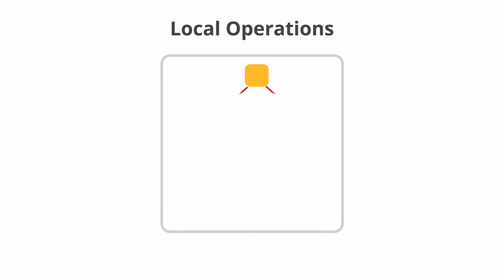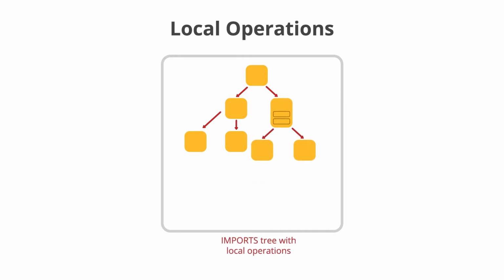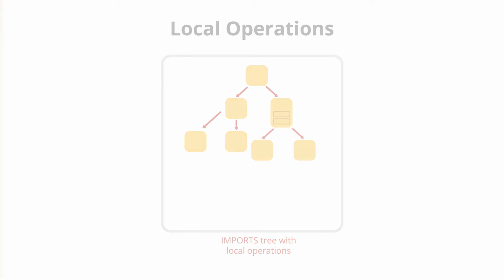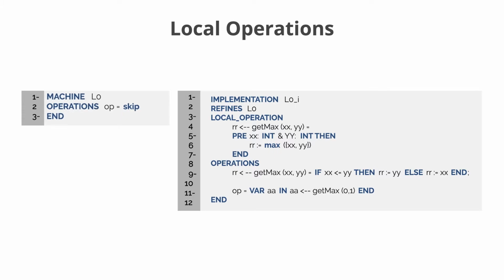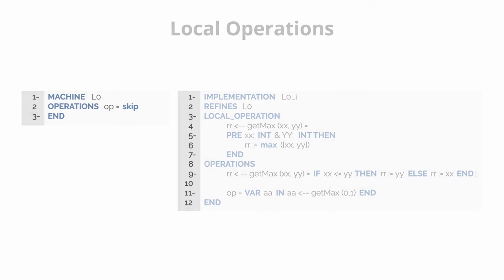Local operations is a feature to ease the functional decomposition by avoiding too many levels of decomposition in the project. Local operations may be defined only in implementations, and local operations may be called from implementation operations, being global or local. Local operations are specified in the local operations clause. Their invariant is made up of the typing of the concrete variables, and they are implemented in the operations clause, like global operations. In our example, the operation op calls the local operation getMax defined in the same implementation A0Y.